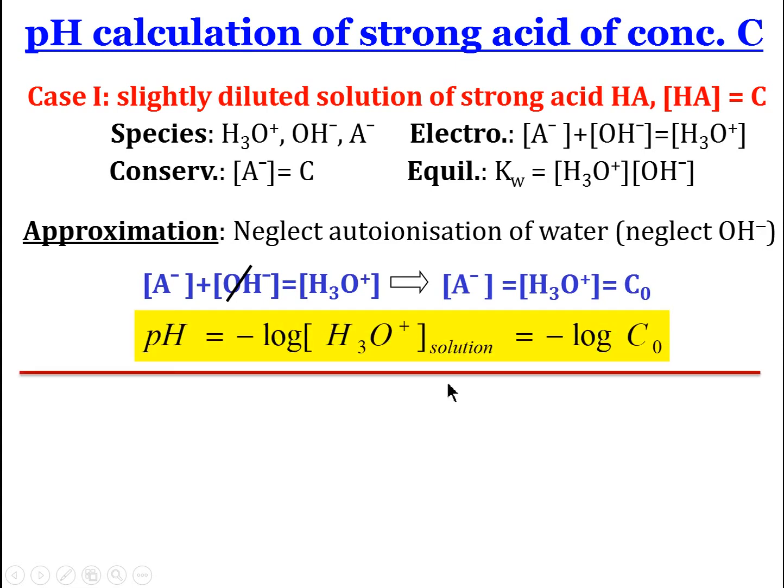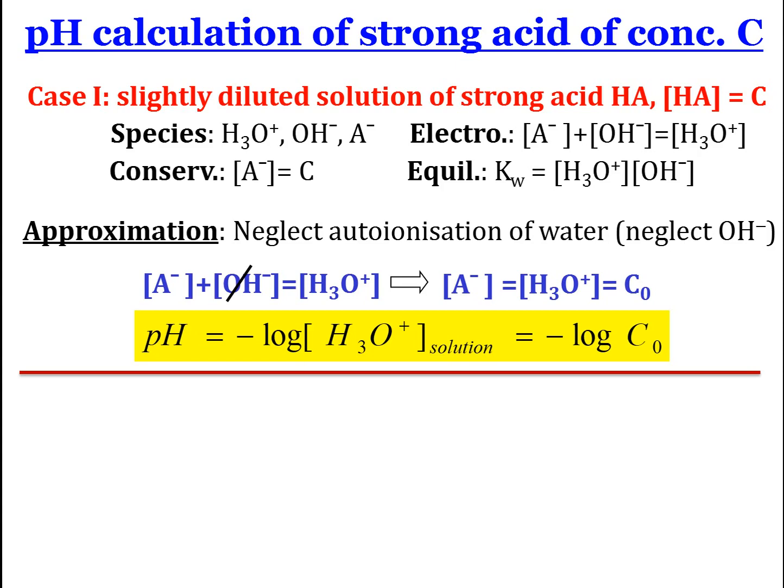pH is equal to minus log [H3O+] in the solution. So pH for a strong acid equals minus log C0, or minus log C. This formula can be used only if the acid is strong and the acid is slightly diluted, or in other words, when we neglect the auto-ionization of water.